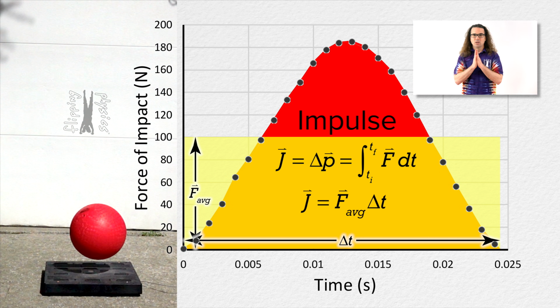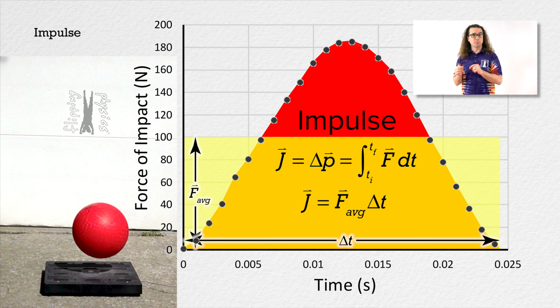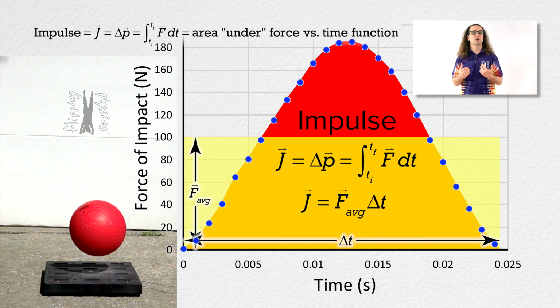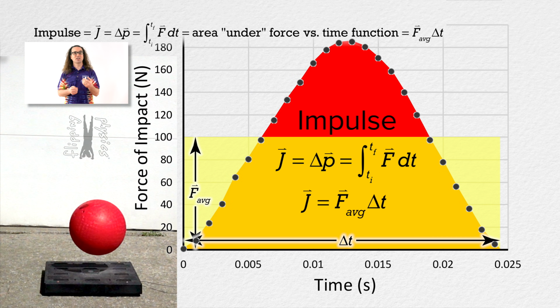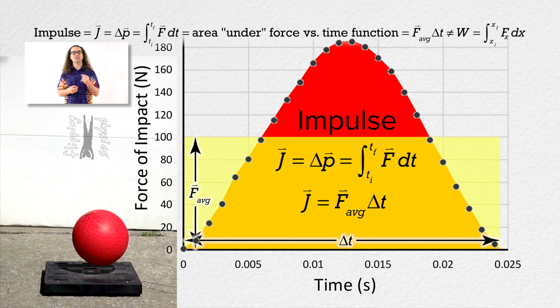To review, impulse during a collision, the symbol for which is a capital J and is a vector, equals change in momentum, which equals the definite integral of force with respect to time, which equals the area under the force versus time function, which equals the average impact force times the change in time during the collision. And that, of course, does not equal work, because work equals the definite integral of force with respect to position, not time.